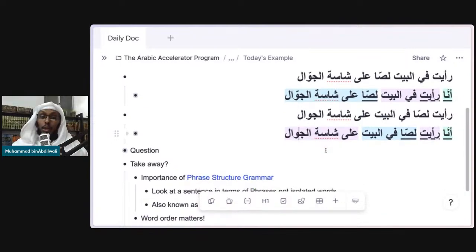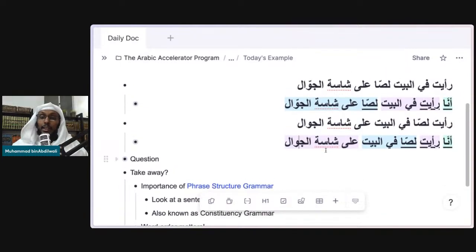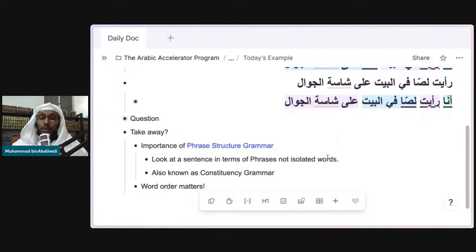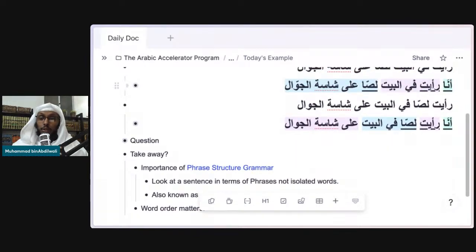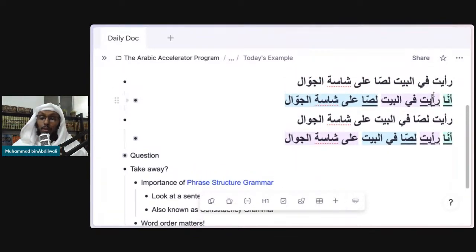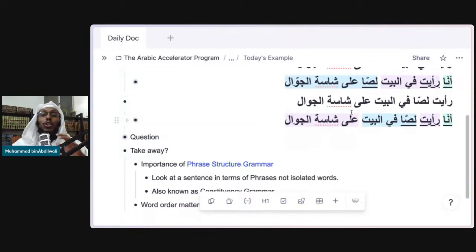Now, what do I mean by look at it in terms of phrase? What I mean by that is you have what we call the head word, which are those words that we have as a core sentence. And then it could be that the head word is followed by another 4, 5, 6, 7, 8, Allah knows how many words. All of those words, along with the head word, they are called one constituent.